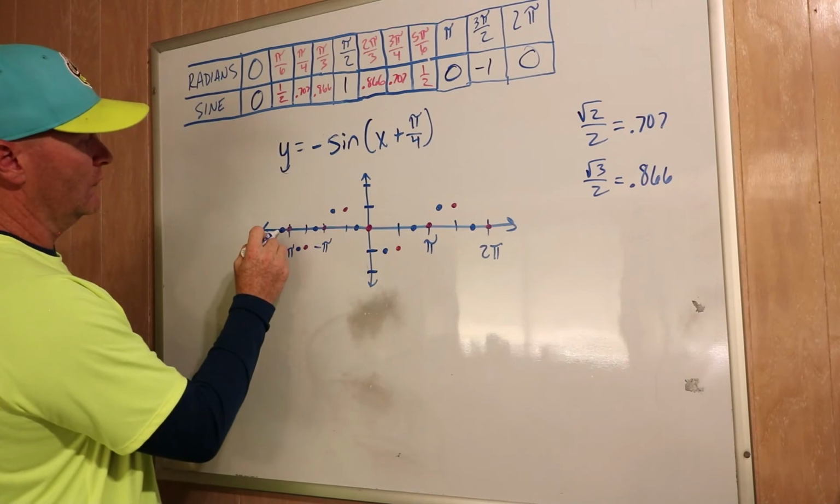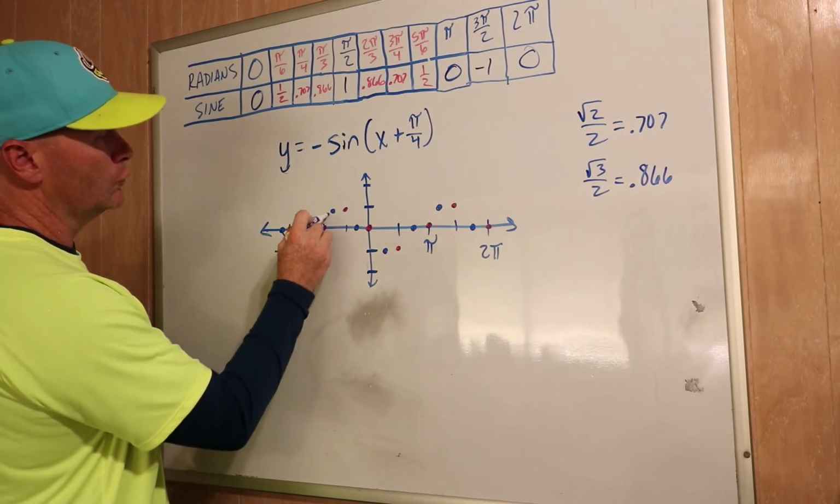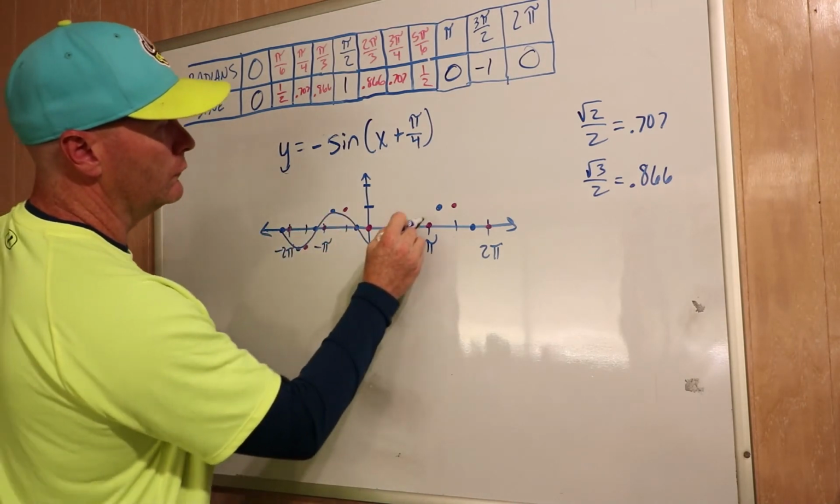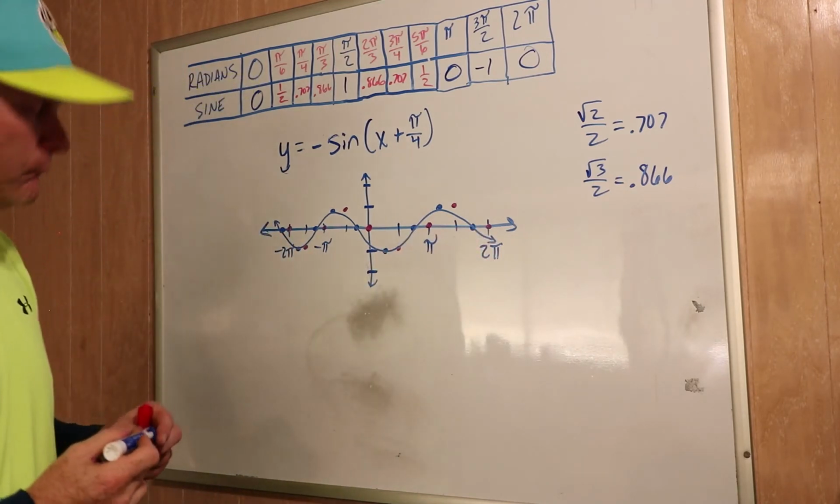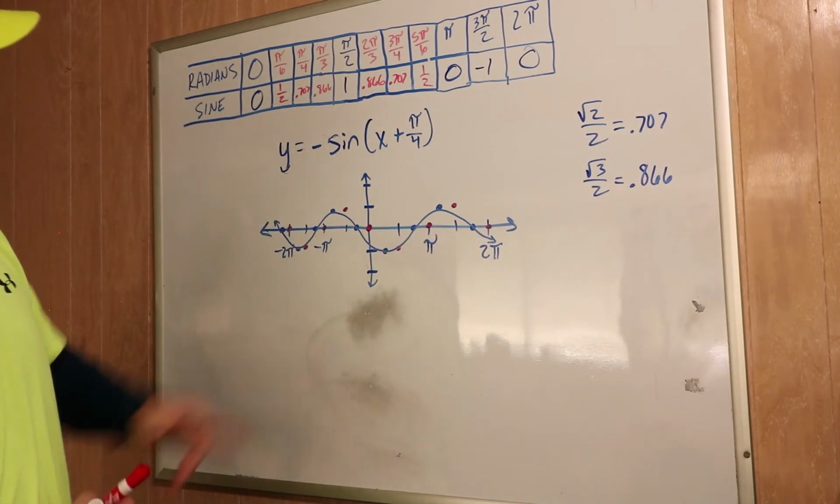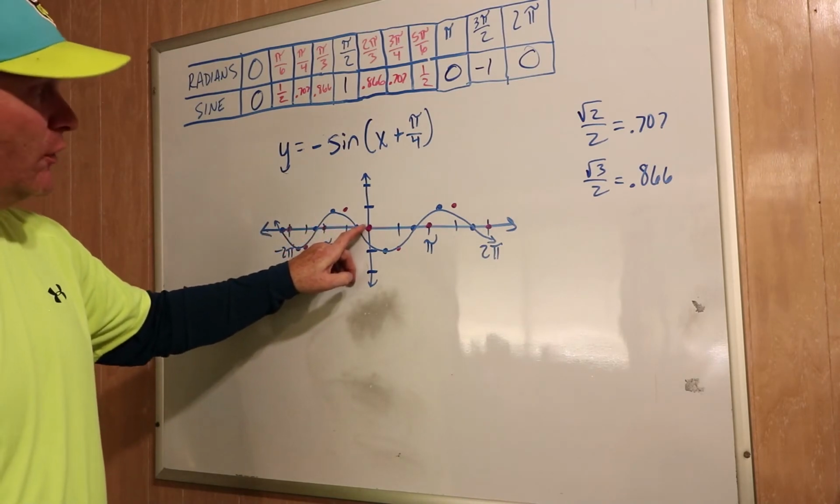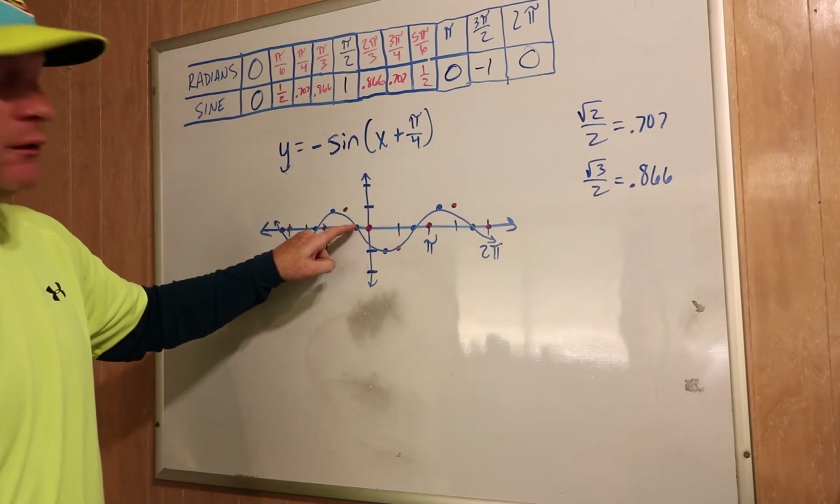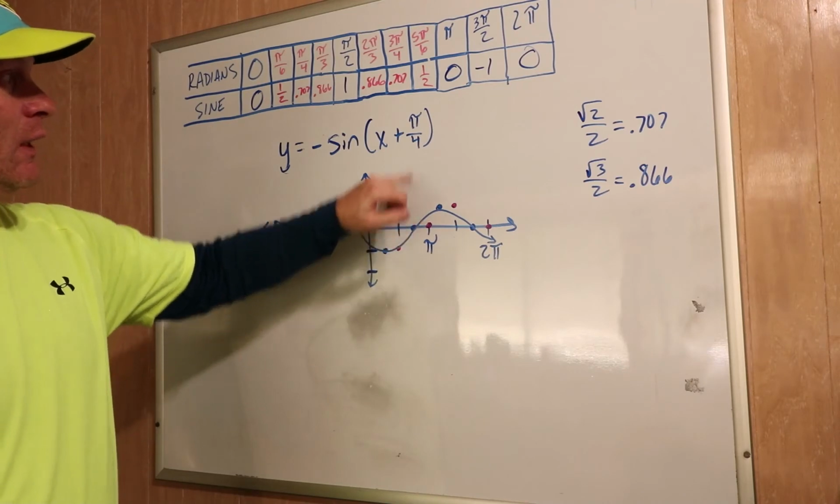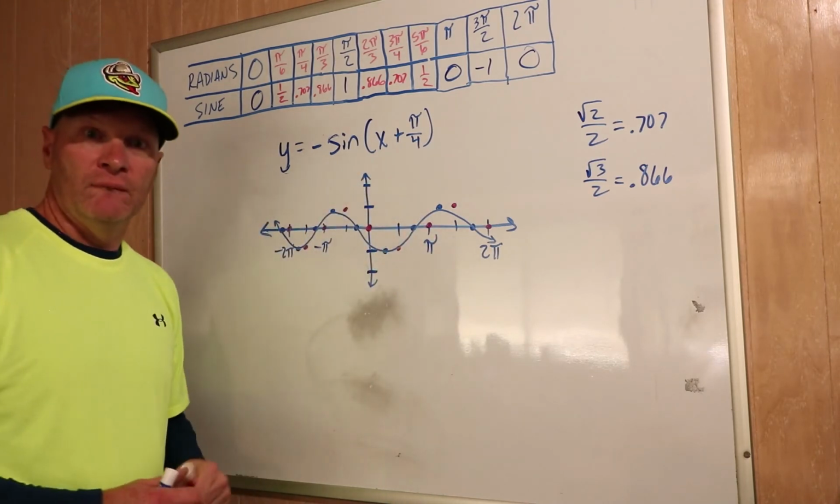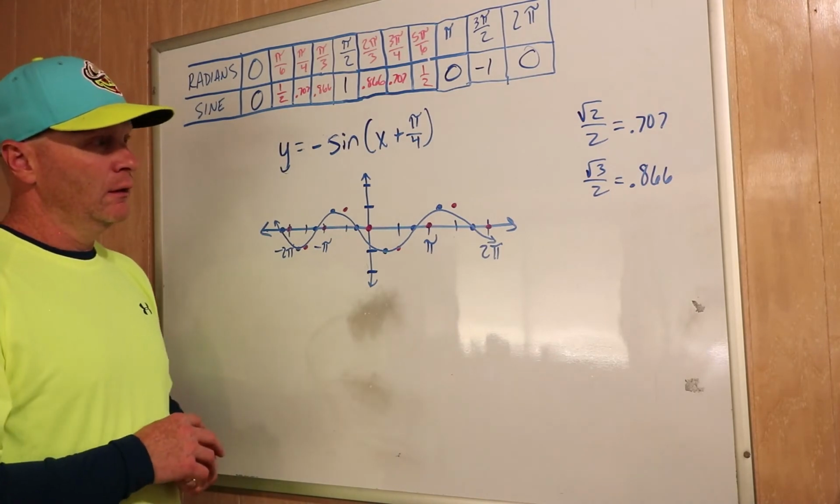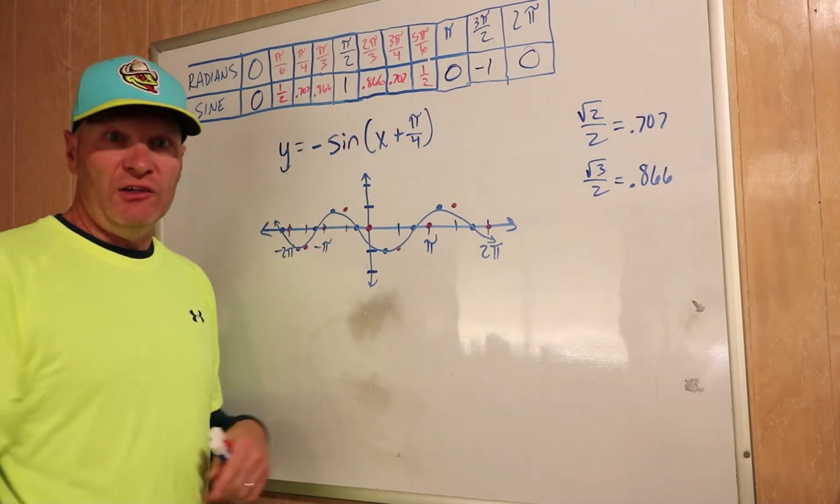So here is my graph. Okay? It's got the reflection, so instead of normally it starts here and goes up, right? Now it's starting and going down. And then we took all the dots and moved them pi over 4 that way. Okay? A little bit tricky, but it's still the same transformations we've been doing all year.